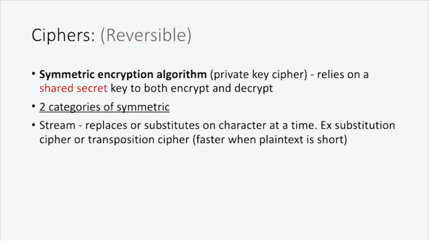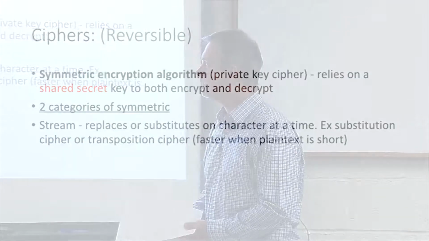With a stream, the encryption engine replaces or substitutes one character at a time. A good example of a stream encryption algorithm is a substitution cipher or a transposition cipher, where you're substituting one letter for another, or you're transposing one letter in a word for another letter in that same word. The stream cipher is relatively fast when the plain text is relatively short.